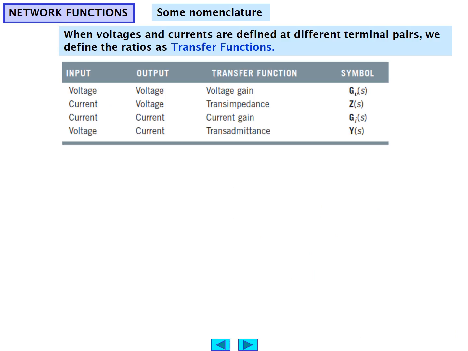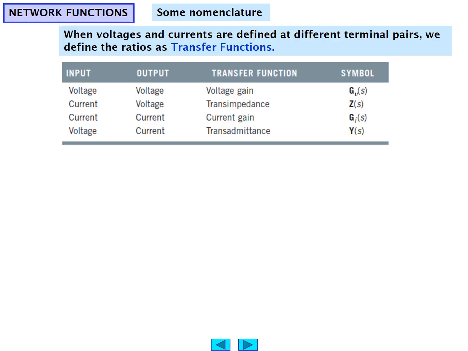When voltages and currents are defined at different terminal pairs, we can define something called a transfer function. So if our input is a voltage and our output's a voltage, we'll call that a voltage gain, and we can give it a symbol like G sub V of S. If we have an input that's a current and our output's a voltage, that's called a transimpedance, and that's given the symbol Z of S.